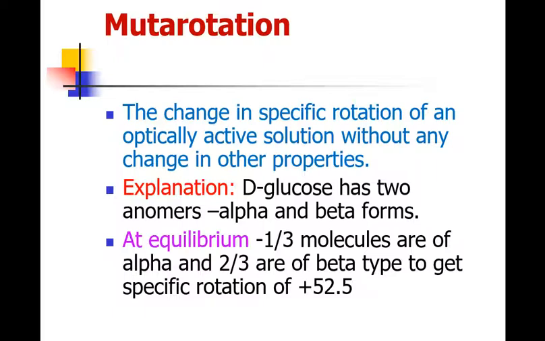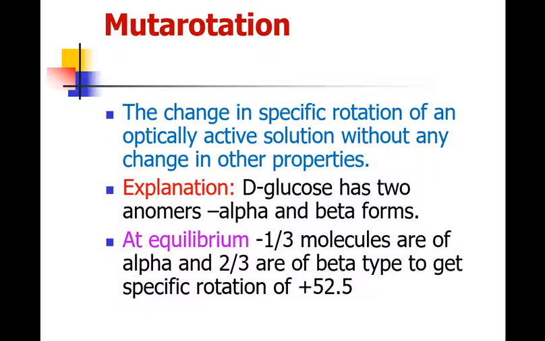Now, D-glucose has two forms, two anomers, alpha D-glucose and beta D-glucose. Since these two forms are there, there will be a change in the specific optical rotation of this D-glucose.